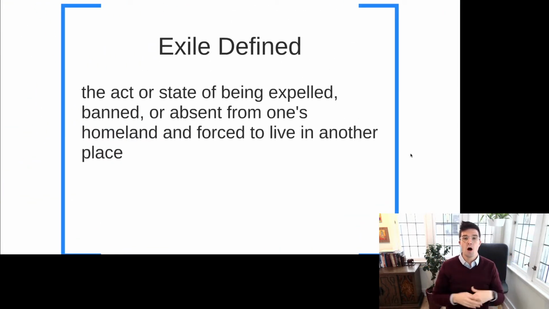To make sure that we're all on the same page about exile, I give us a definition of exile here. And what we're going to see is that there are times when Israel and Judea or Judeans are in fact in a situation of exile as technically defined here. They are expelled from their land and they are living in another place.